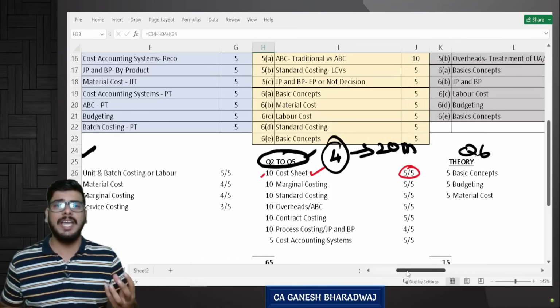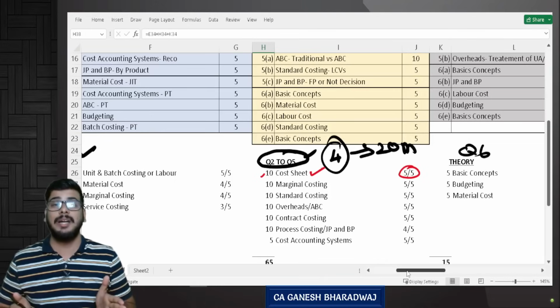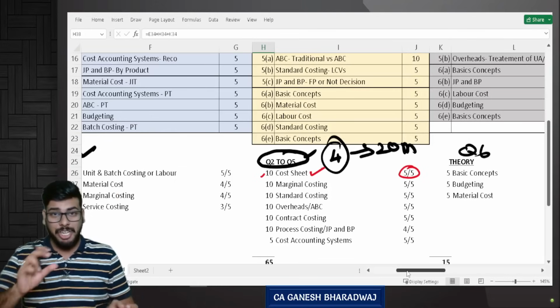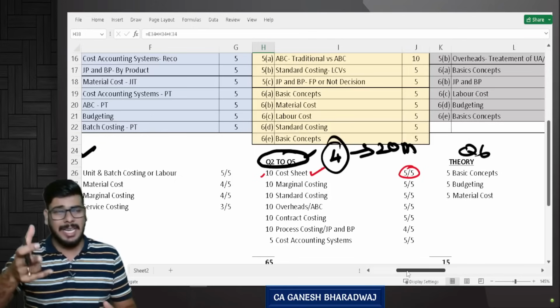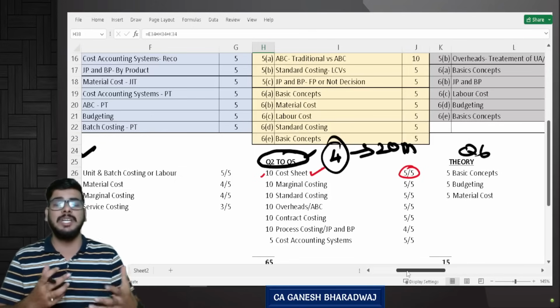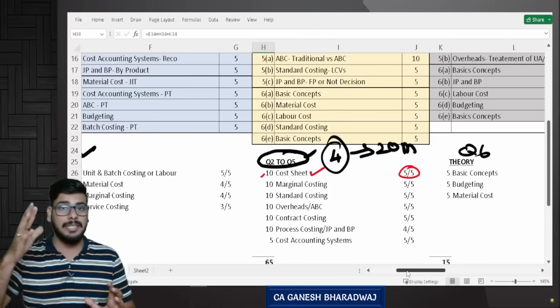Generally in cost sheet, the areas that they test is the format of cost sheet or the format of cost sheet with stock valuation, right? This is the maximum they test. In one attempt, they even tested this multi-product cost sheet and all. We have done this in the regular lectures.